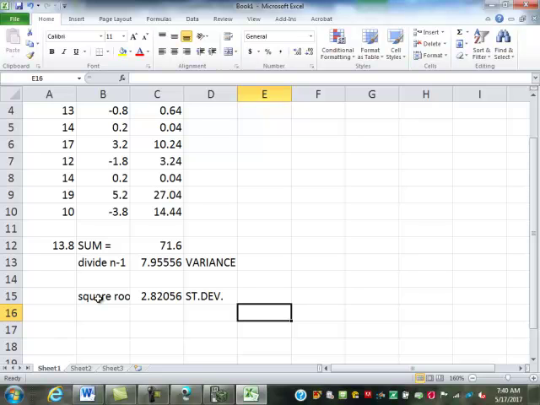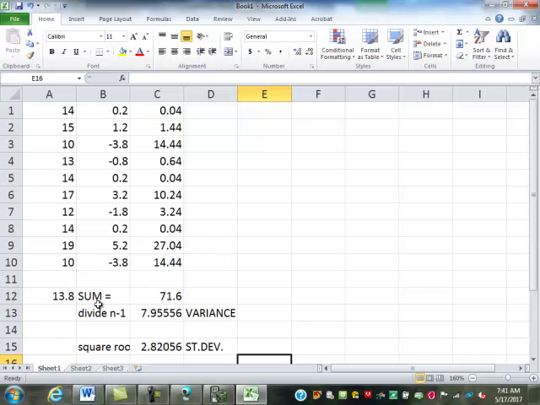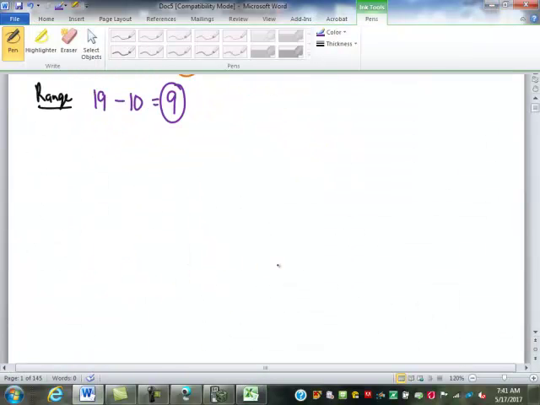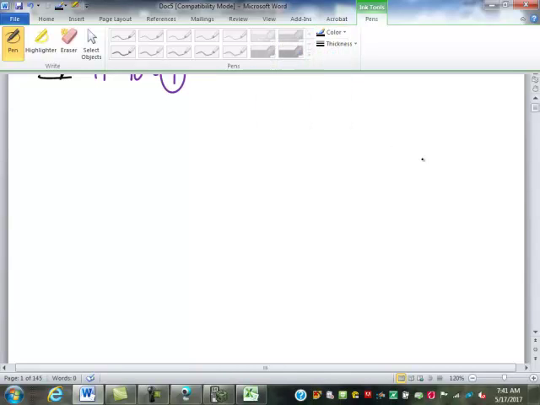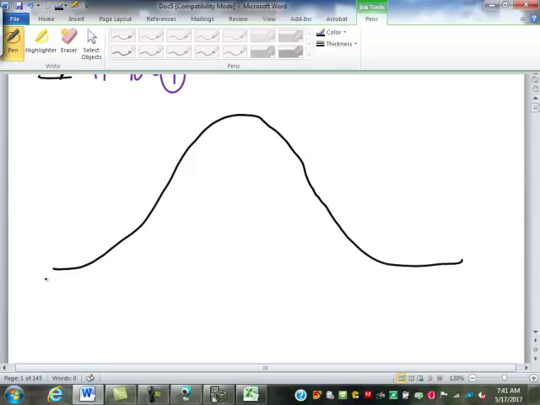So you do the same for number 2. Go through all those steps for the standard deviation, all the other stuff. Number 3 we have not done yet. We're going to come back to that. Going back, number 4 and number 5. So for number 4, we have our bell curve.